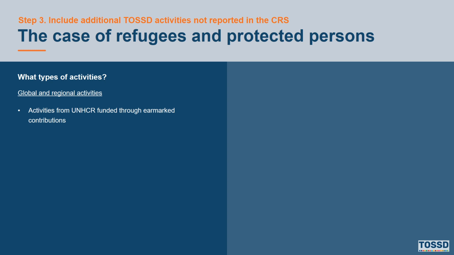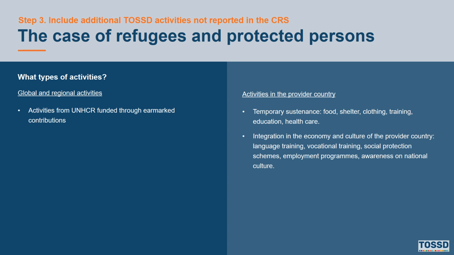In the area of refugees and protected persons, providers can also report global and regional activities as well as activities in the provider countries. An example for global and regional activities are activities from UNHCR funded through earmarked contributions. Activities in the provider country are, for example, temporary sustenance, such as food and shelter, or integration in the economy and culture of a provider country, such as language training.